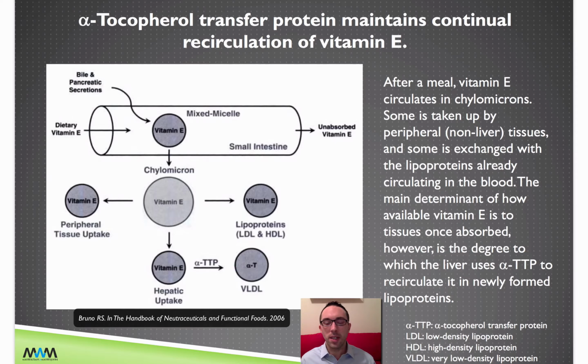Now, this is important because there's a rare genetic defect in alpha-TTP that makes it really hard to get enough vitamin E from a natural diet, pretty much impossible, so you have to supplement really high doses of vitamin E to overcome it. It also makes it really hard to get that vitamin E in the brain because alpha-TTP also plays a role in getting vitamin E into the brain. But for people who don't have any genetic defects, alpha-TTP also has some important implications for how we think about what we want to eat for vitamin E.